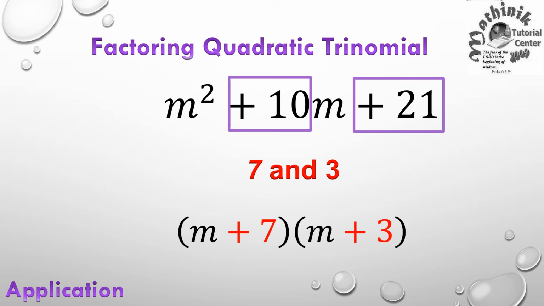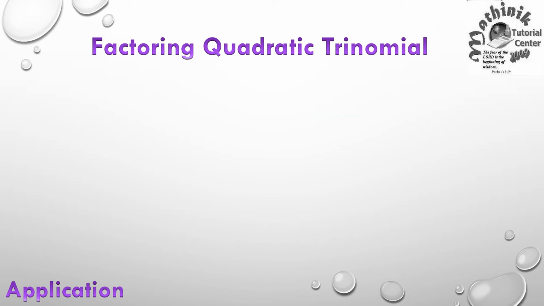The first terms, m times m is m squared. Combining the product of the outer terms and the inner terms, that is outer terms 3m, inner terms 7m, combined that will be 10m. And then for the third term of the trinomial, we multiply the second terms of the two binomial factors. That's 7 times 3, 21. Okay, did you get that? Let us have one more example.